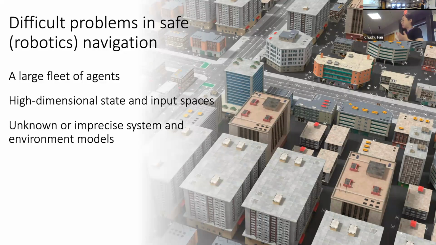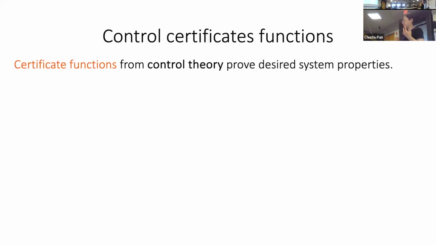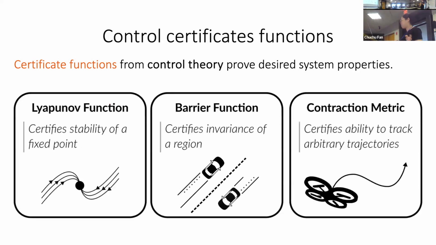How would we handle the unknown or imprecise system or environment models? And how would we provide assurances and guarantees? So these are the problems we're looking at. And the approach we are looking at now is called neural certificates. If you have never heard about it, it's actually not different at all from the traditional control certificates that you have learned in any of your control classes.